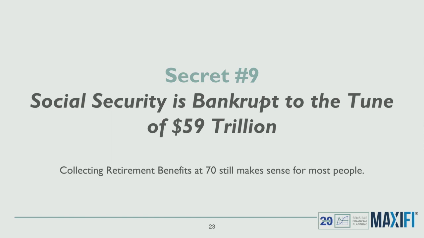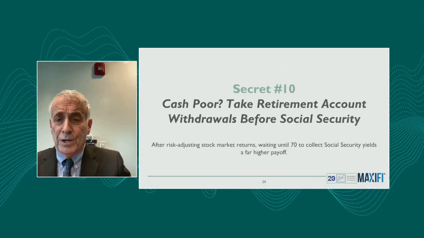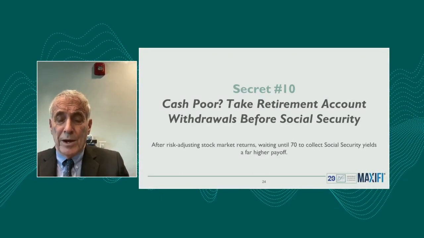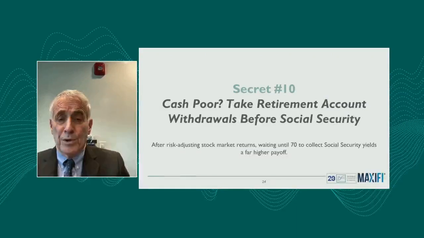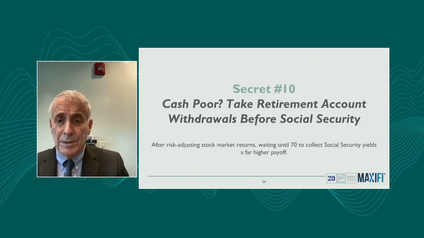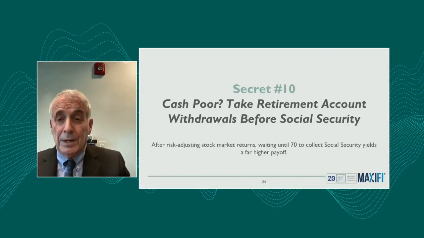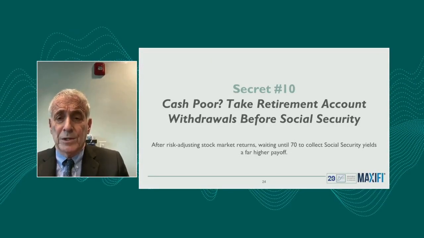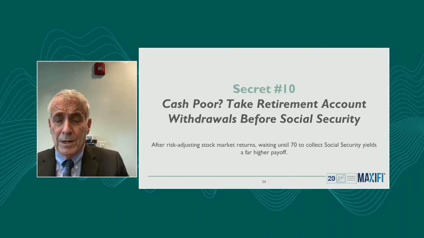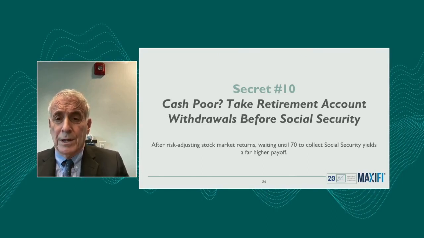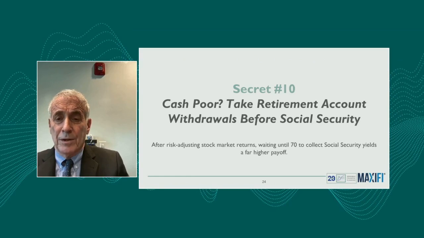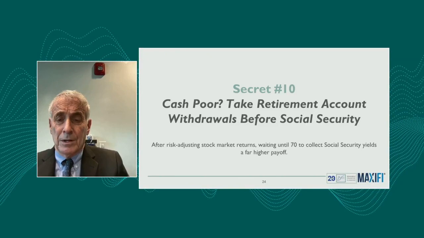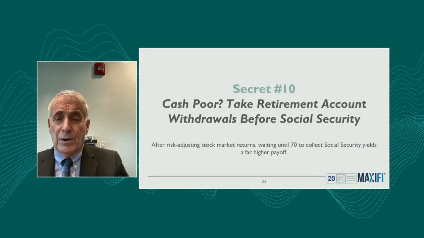Here's secret 10. If you're cash poor and you retire, should you take your Social Security benefits before you take your IRA money, or vice versa? If you have money in an IRA, maybe you have money in the stock market. Well, the stock market is risky. On a risk-adjusted basis, it's yielding nothing, okay? So the stock market is so risky that people are willing to earn nothing on inflation-indexed bonds that the Treasury is issuing. So that's the risk adjustment right there.